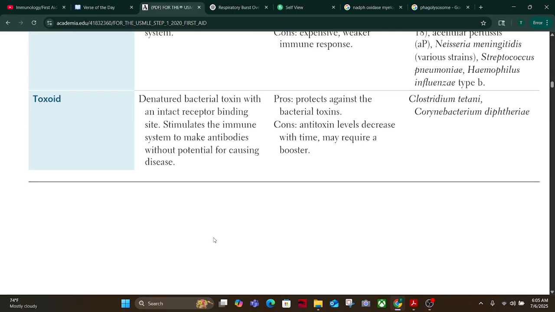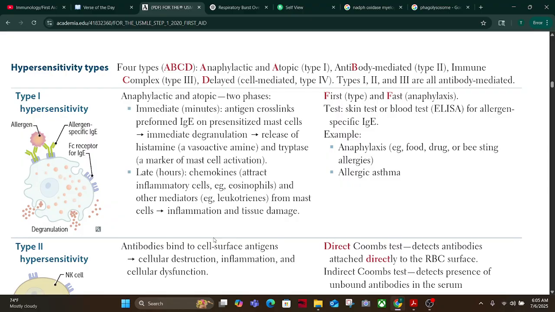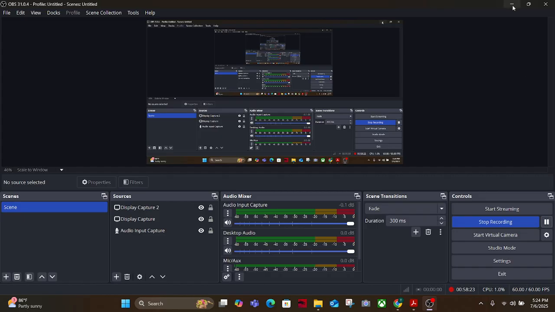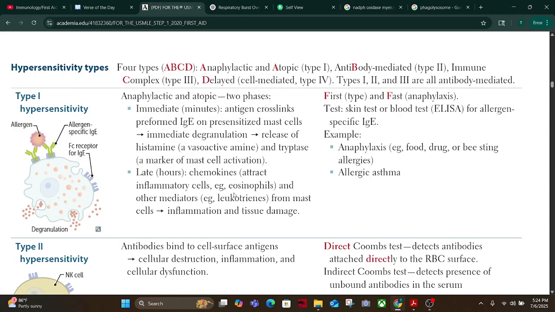Okay, next. Hypersensitivity types. There are 4 types. Anaphylactic and atopic, which is type 1, antibody mediated, which is type 2, and then immune complex, which is type 3, and delayed hypersensitivity, which is also known as cell mediated, and this is a type 4 reaction.